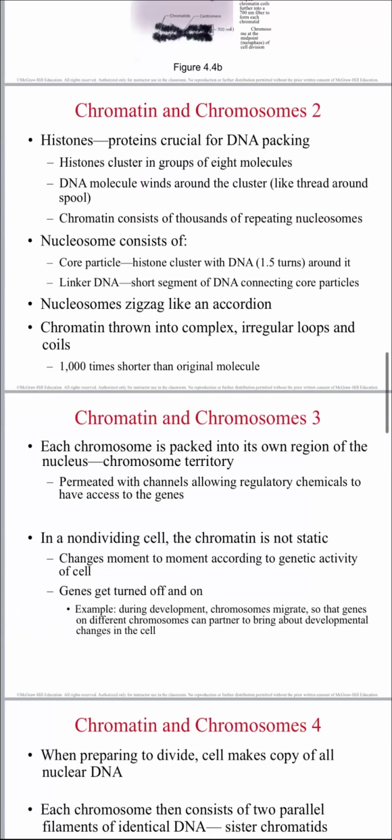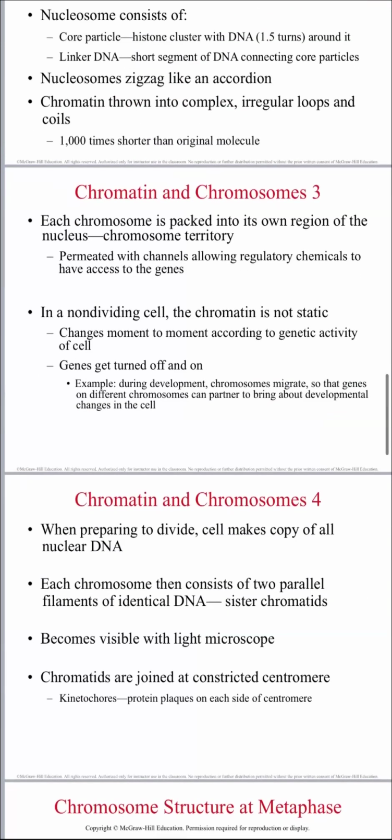Right, so review those. Each chromosome is packed into its own region of the nucleus, found in the chromosome territory. They're permeated with channels, allowing regulatory chemicals to have access to the genes. We need some way to control when we activate certain genes. You just ate, so now we need insulin to be released. We're going to have certain proteins go into the actual nucleus of our pancreatic cell and activate the gene for insulin. So then we can produce insulin in a huge amount and release it for the whole body to use.